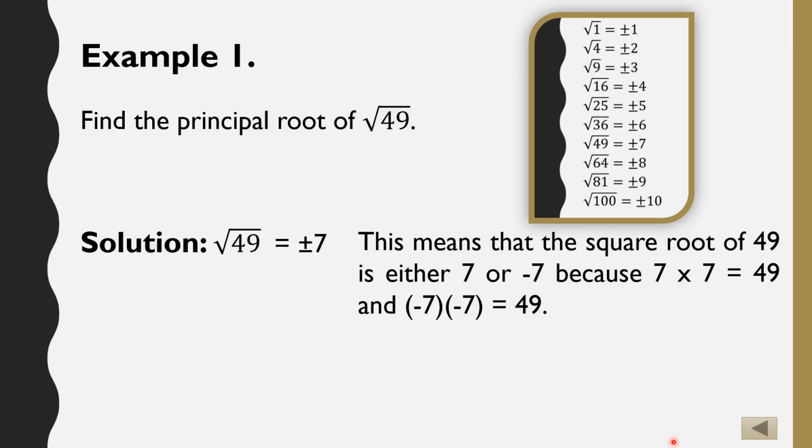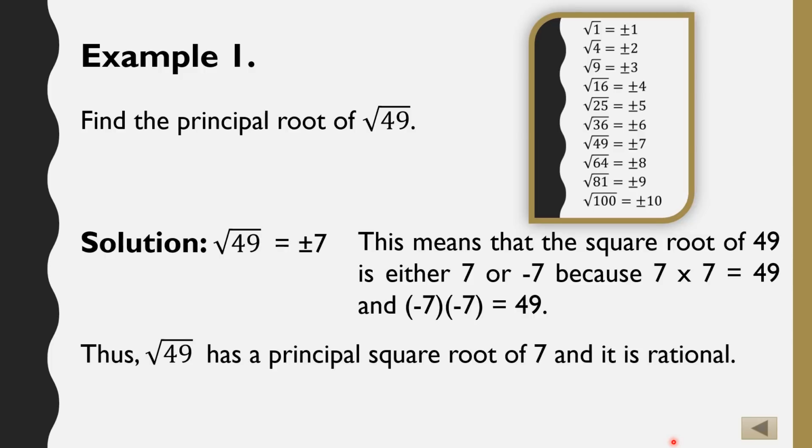So, dito, our answer for the square root of 49 is positive or negative 7. This means that the square root of 49 is either positive 7 or negative 7. Because 7 times 7 is 49 and negative 7 times negative 7 is also positive 49. Thus, square root of 49 has a principal square root of 7 and it is rational. Bakit naging rational? Dahil ang nakuha nating sagot na 7 ay whole number at hindi siya non-terminating, non-repeating decimal.